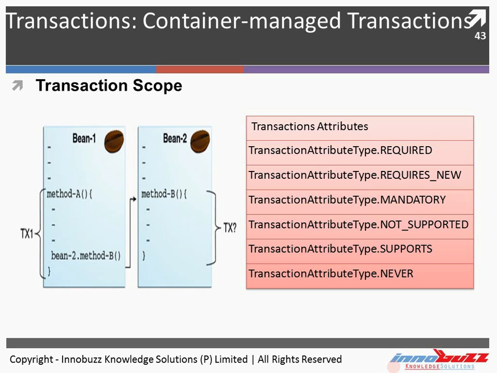So these are all the attributes to give the directions for the container managed beans. Based on this attribute, the container will act. We also have supports. It means if a client is running within a transaction and invokes the enterprise bean's method, the method executes within that client transaction. If the client is not associated with any transaction, then the container does not start any new transaction.